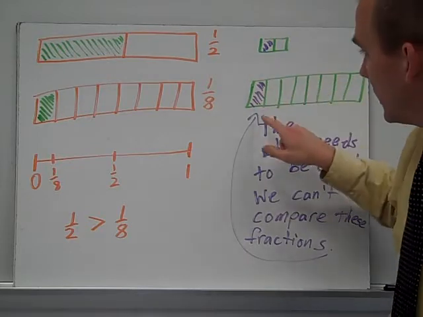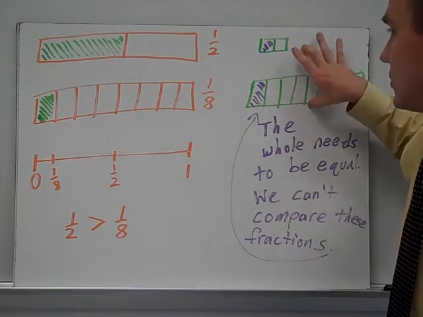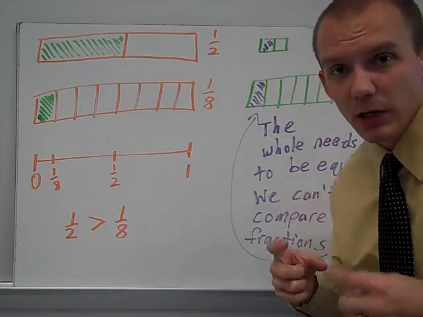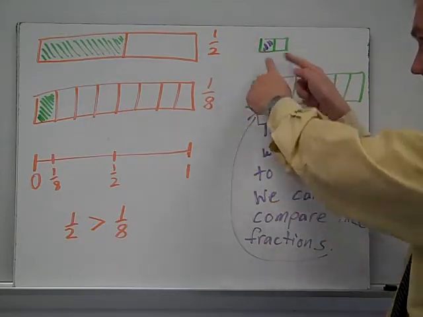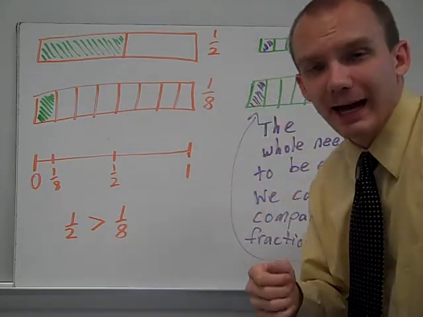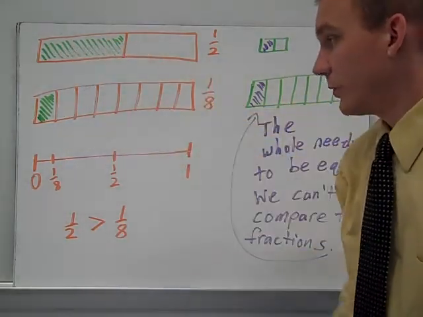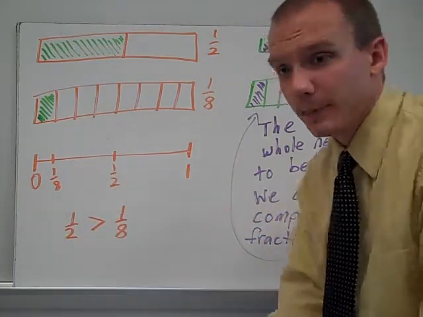Another thing I want to build on, though, is if I used these models, 1/2, 2 equal parts, 1 is shaded, and 1/8, 8 equal parts, and 1 is shaded, I can't use these to compare. The whole itself has to be equal. So when we look at these, since the whole is this big rectangle for eighths and this little rectangle for halves, I can't compare these fractions. So you always have to make sure that you have equal wholes. Or you maybe have a number line from 0 to 1 with both fractions on it.